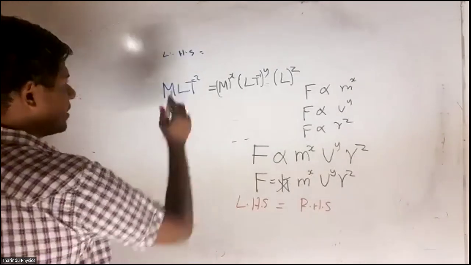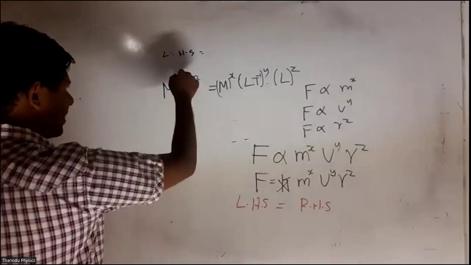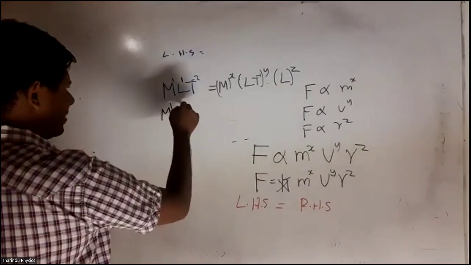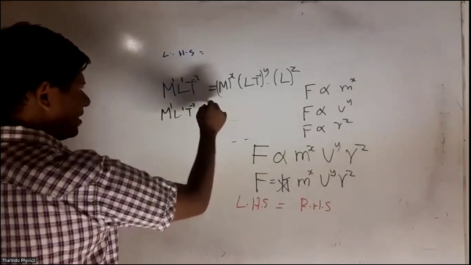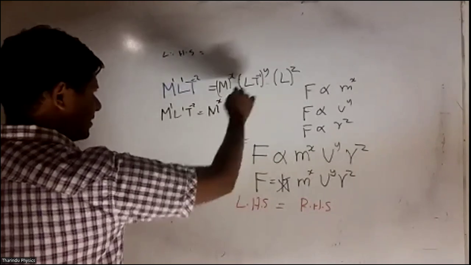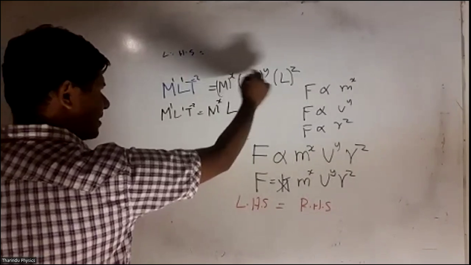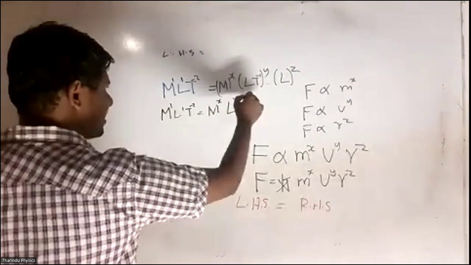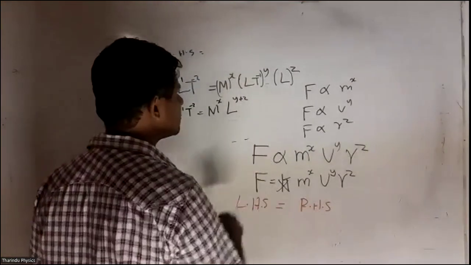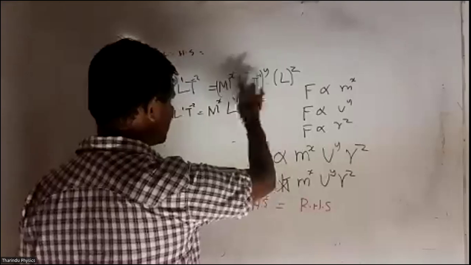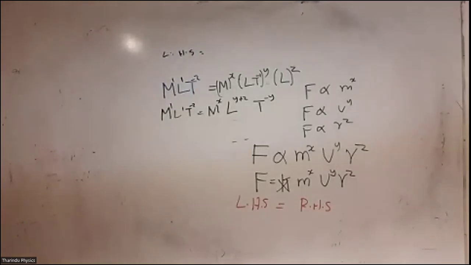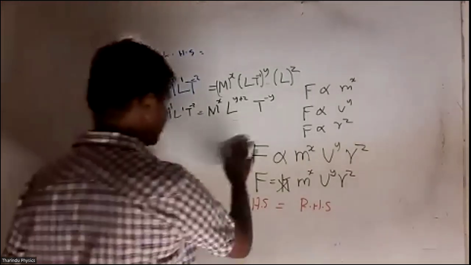The next thing is you have M1 L1 T minus 2. So I again write M1 L1 T minus 2. And here I'm going to get all the dimensions together. M is only x. There is no other thing. L is only here and here, y plus z. And T is only in this one, minus y.